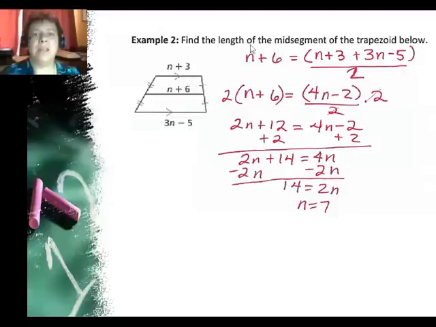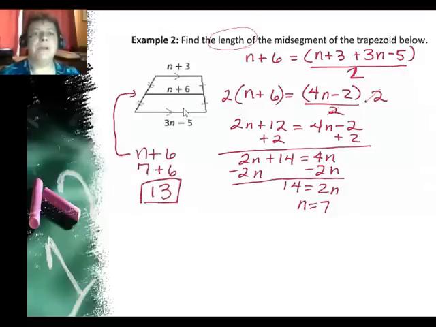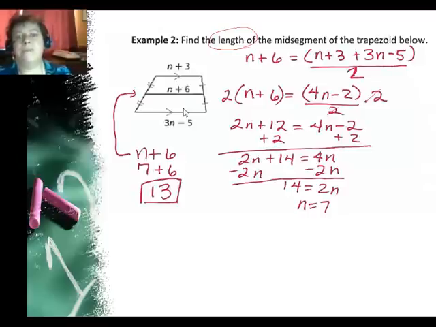Well, they want the length of the midsegment, so I need to go back in here and substitute in. And I get n plus 6. So 7 plus 6 is 13. The length of the midsegment is 13.